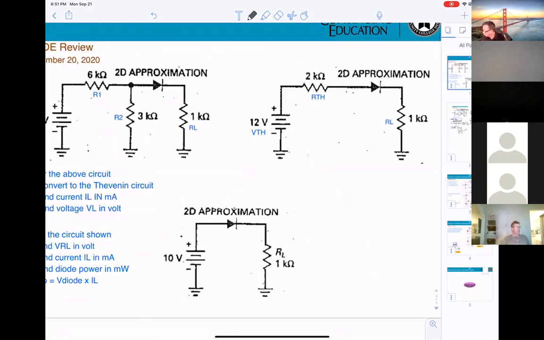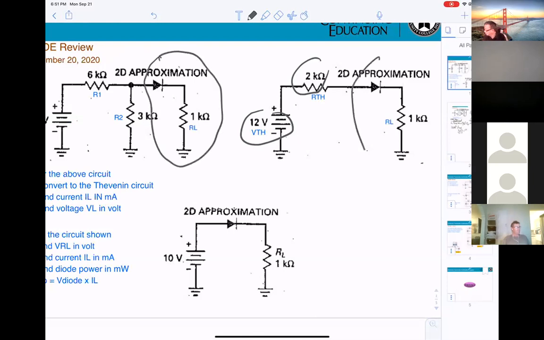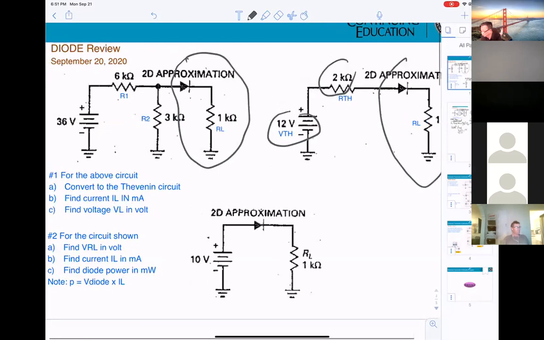That's why they get right here. Okay? And now, after you get Thevenin, you put everything back. That's why you can get right here. Okay? That is how to convert it.